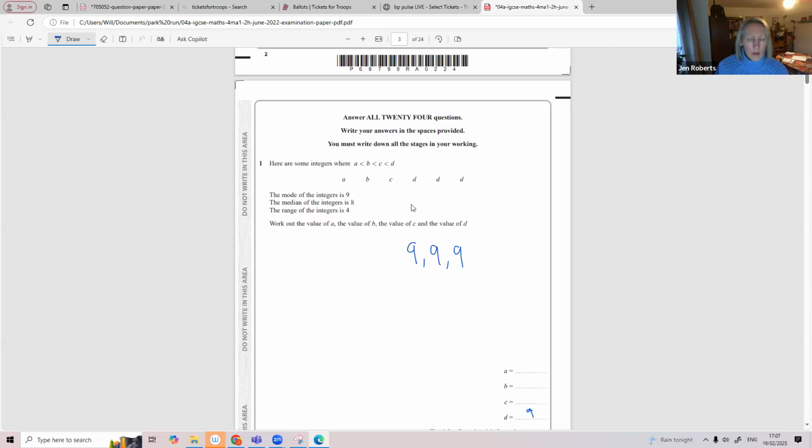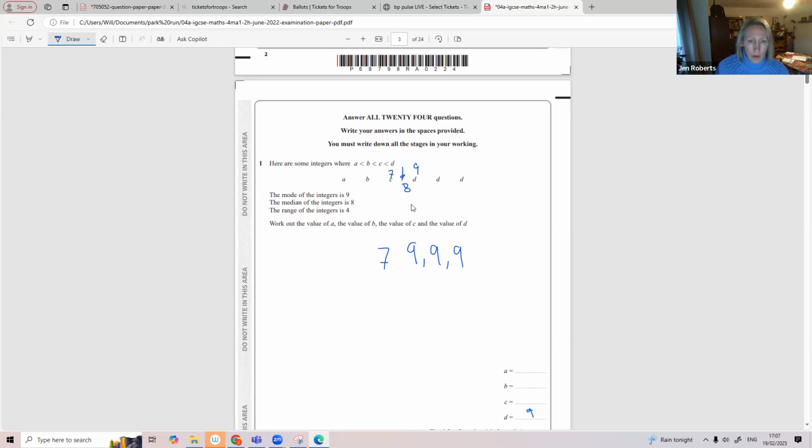So I'll do the median next. The median of the numbers is 8. Well, our middle number would lie here between C and D. We know that's 9, so I'm just going to put C as 7 for now, because that was 7. The middle number would obviously be 8.